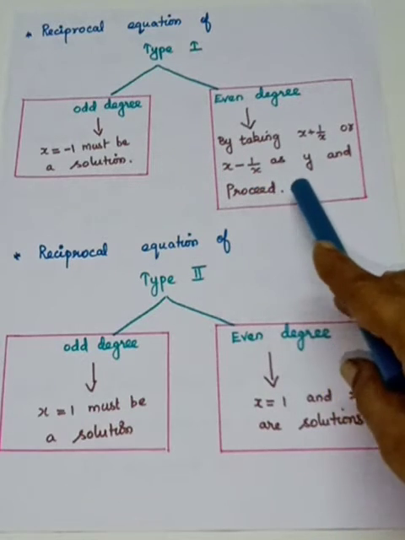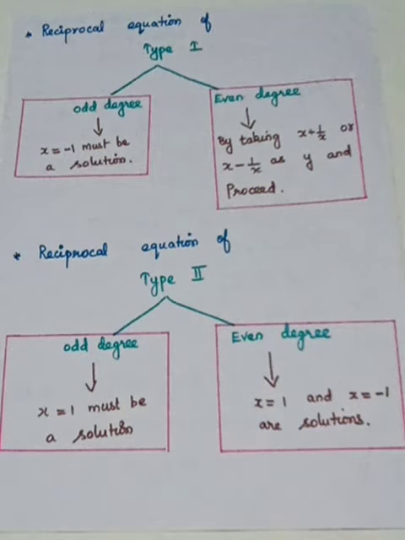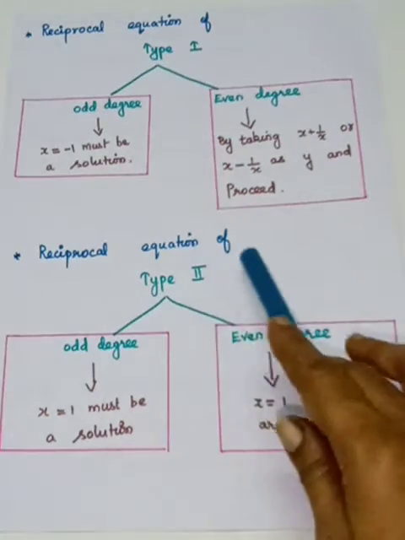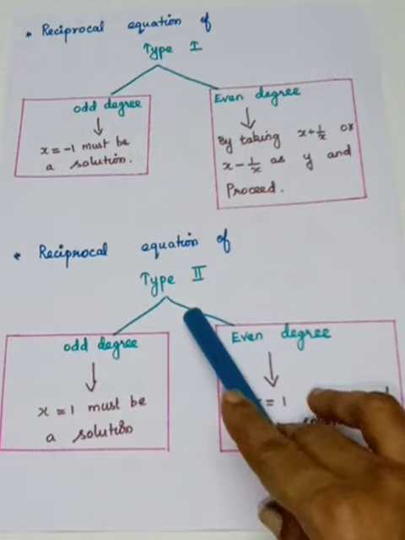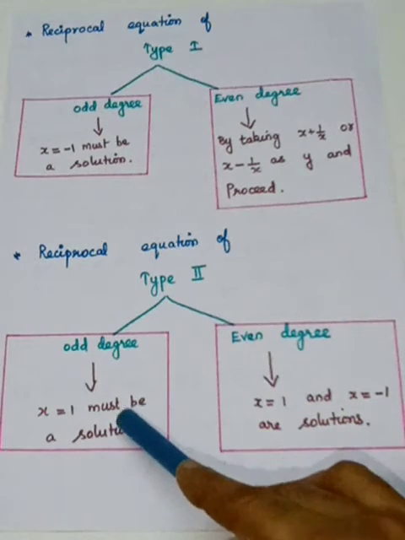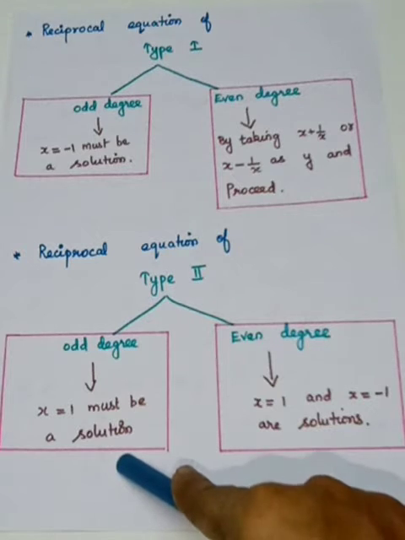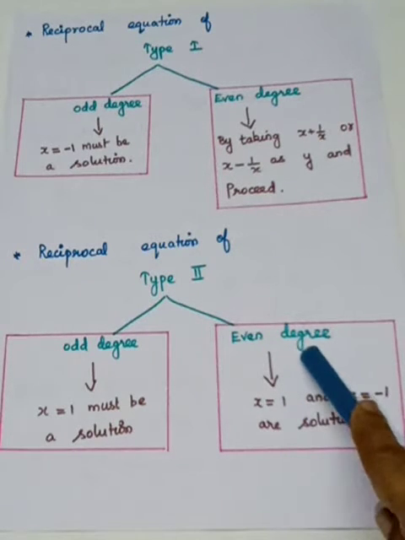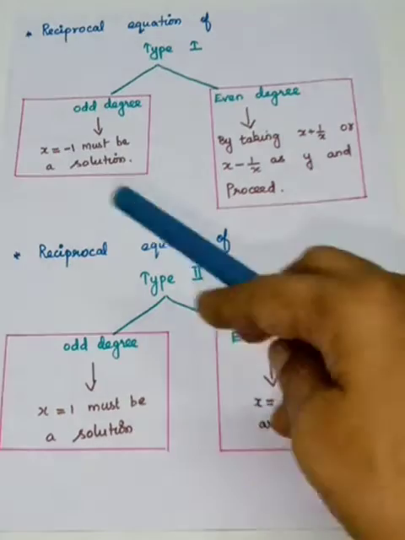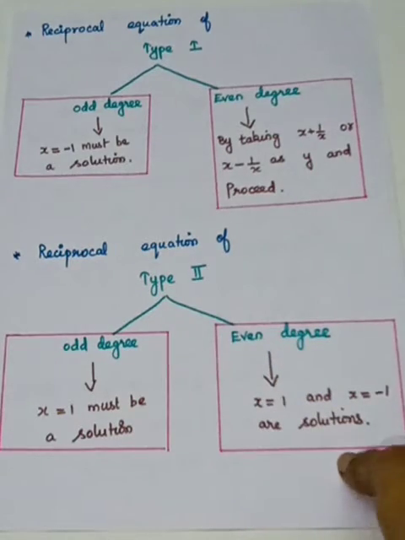Okay, so that has to be taken as y and we have to proceed. While doing the problem, we can see that. So now, reciprocal equation of type 2. If it is odd degree, then x equal to 1 must be a solution. And even degree means x equal to 1 and x equal to minus 1 are solutions, and the middle term should be 0. So using this result, we are going to do the problem.